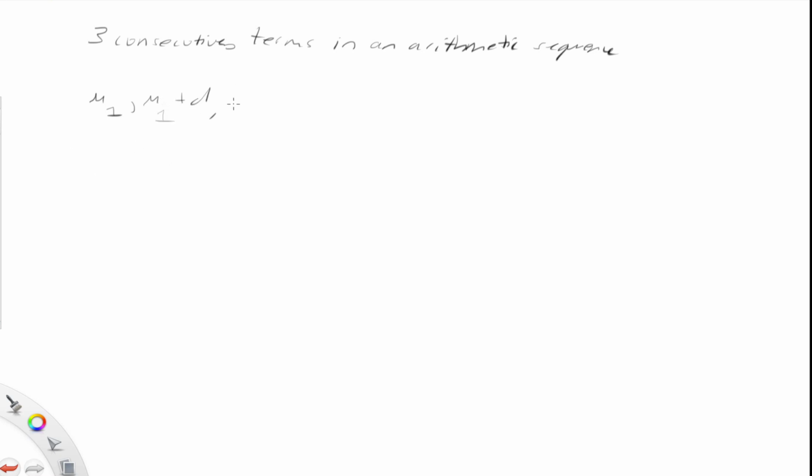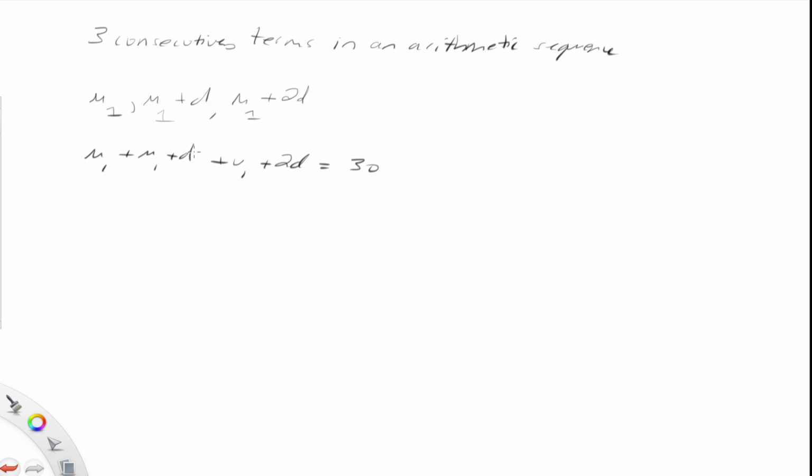u1 plus the difference. And the third term will be equal to u2 plus the difference, but that will be equal to u1 plus the difference plus another difference. So u1 plus 2 differences, right? Because that's how an arithmetic sequence is defined. You have the first number and you add the same common difference each time. So if we have 3 consecutive terms whose sum is equal to 30, we have u1 plus u1 plus d plus u1 plus 2d equal to 30.